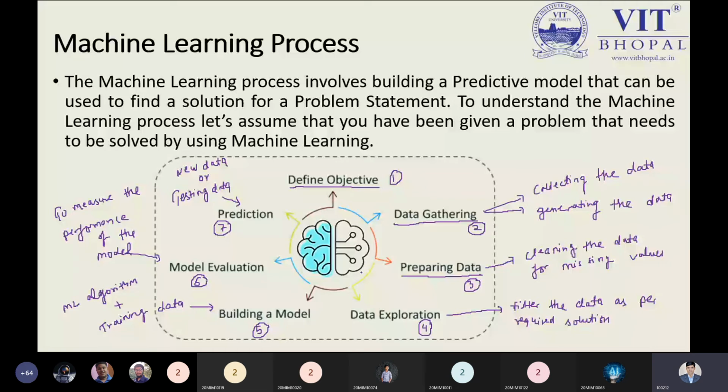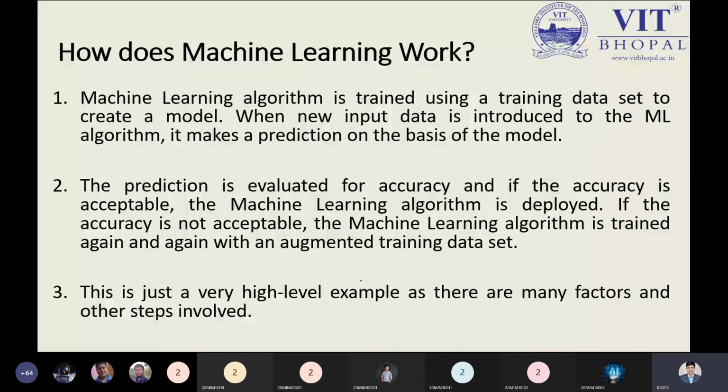So when new input data is introduced to the ML algorithm, it makes a prediction on the basis of the model we have discussed so far. The prediction is evaluated for accuracy. If the accuracy is acceptable, then the machine learning algorithm is deployed. If the accuracy is not acceptable, then the machine learning algorithm is trained again. That is retrain, rebuild, remodel. So these are the steps we have to do.